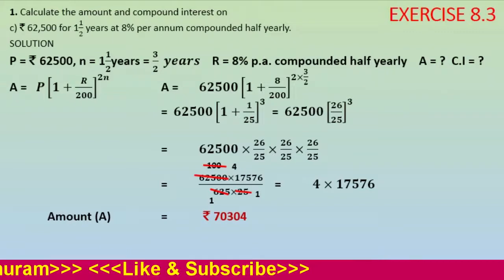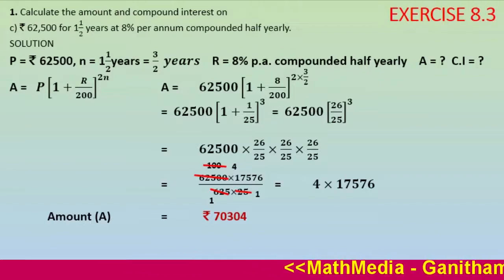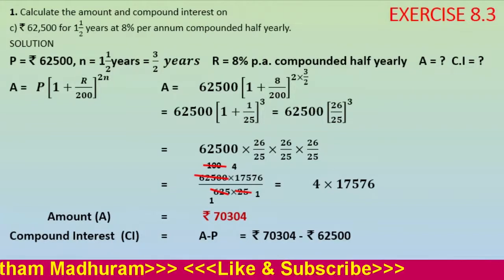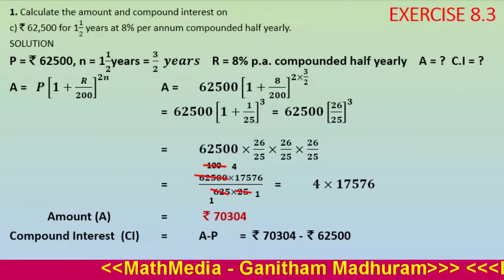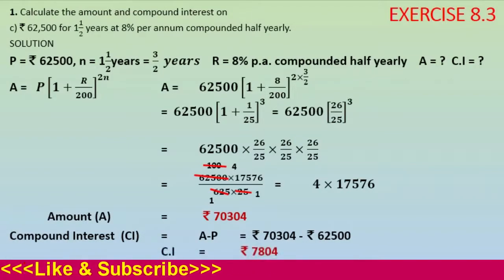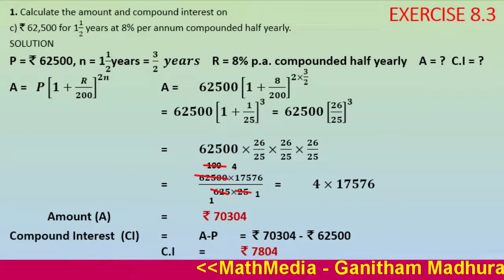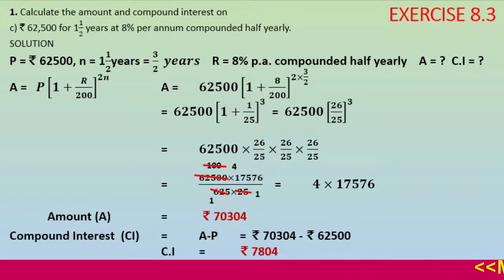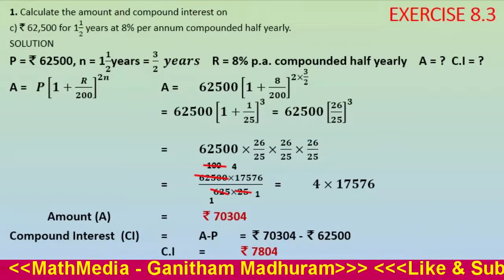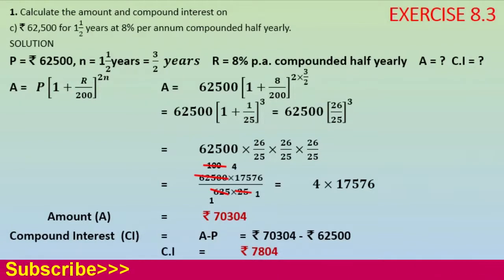Now we can find compound interest. Do you know the formula of compound interest? Yes, that is amount minus principal. So we get rupees 70,304 minus rupees 62,500. While subtracting, we get rupees 7,804 as compound interest. So the amount is 70,304 and the compound interest is rupees 7,804.